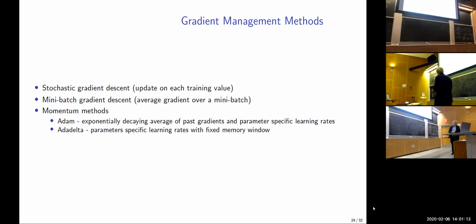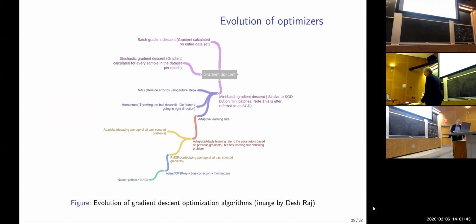Then there are momentum methods. You can use an exponentially decaying average of past gradients, and parameter-specific learning rates, which means that you look at the value of a weight, and the value of a weight helps inform you about what kind of learning rate to use on it. And Adadelta is a parameter-specific learning rate with a fixed memory window. And as you can imagine, trying to pick appropriate update methods has spawned a very large number of methods, as described in this sort of family tree. We're not going to go through this in detail, but suffice to say, if you look at it, you'll find all of the popular methods of modifying gradients.